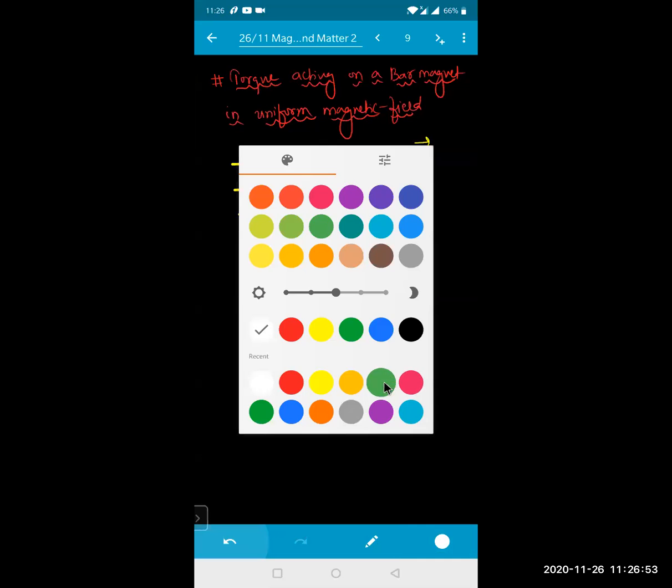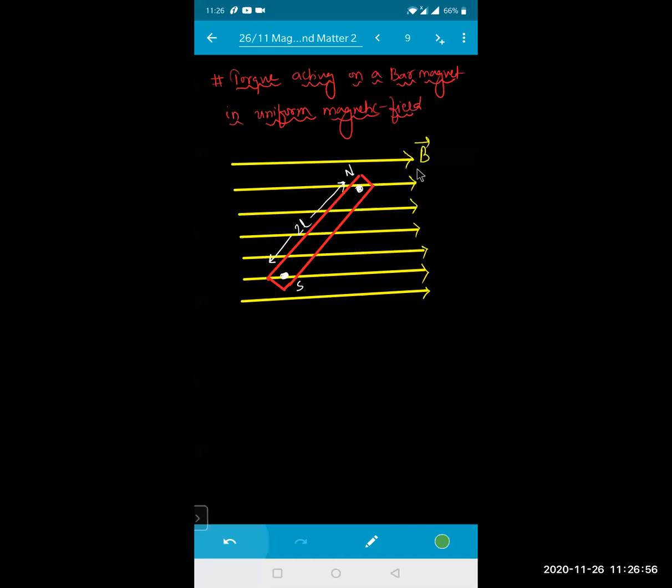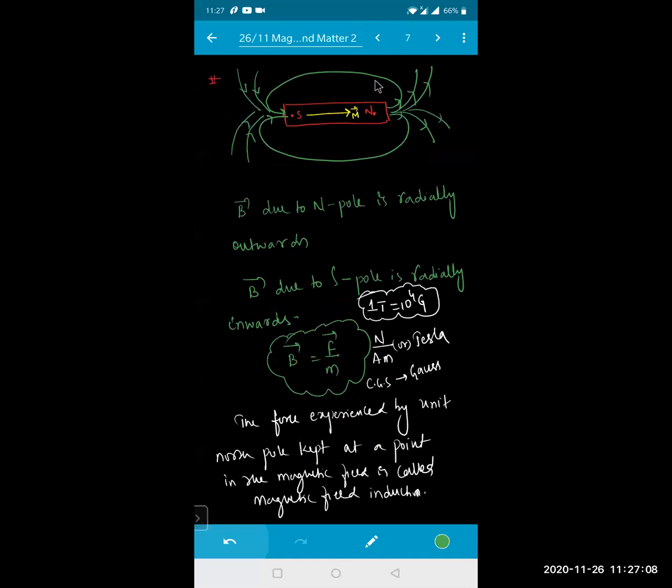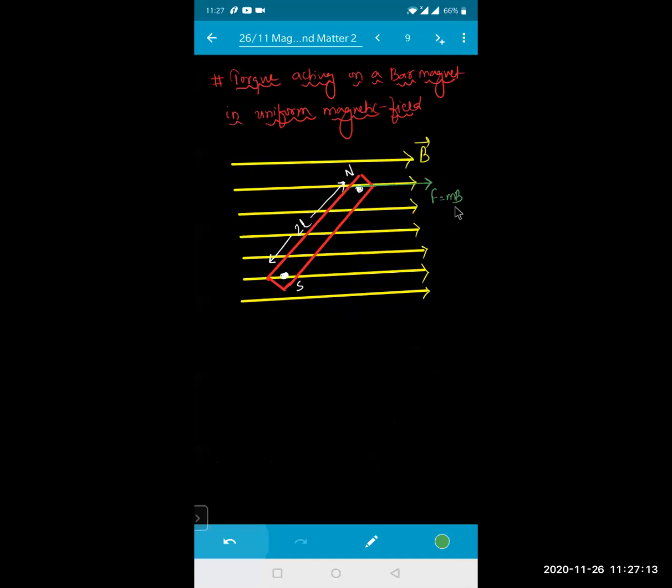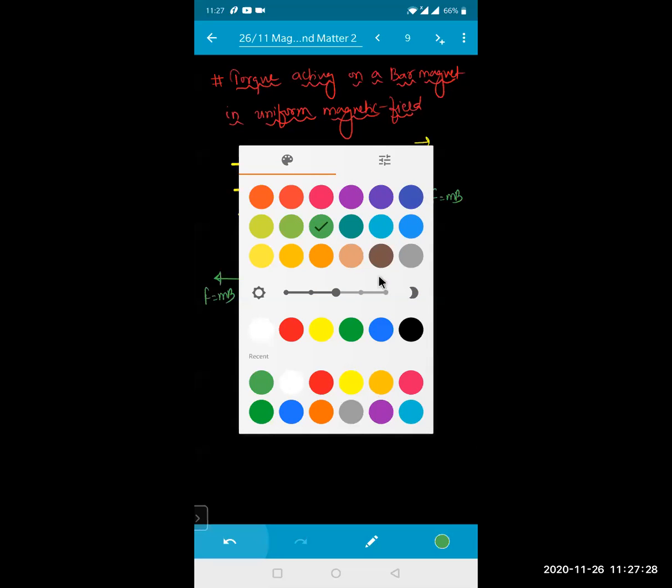Now, can anyone tell me the force? This is a bar magnet kept in the magnetic field. Since this is the north pole, the magnetic force will be acting in this direction. So F will be equal to M into B. Force in terms of magnetic field is F is equal to M into B. The magnetic force is acting in this direction. Here F is equal to M into B. So two equal and opposite forces are acting, and this one is making an angle of theta.